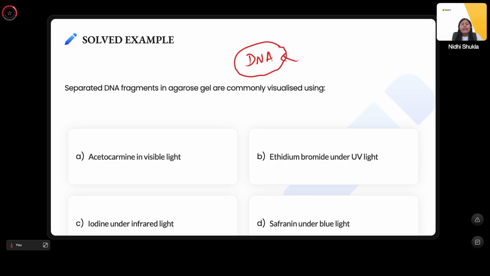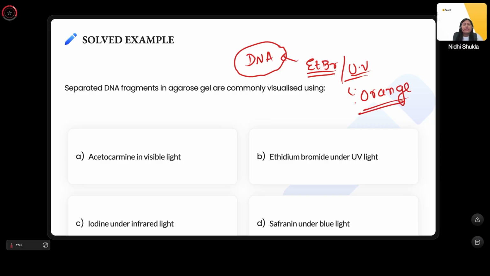DNA can be visualized after staining it with ethidium bromide, but this one step in itself is not enough. After staining it with ethidium bromide, you have to follow it with exposure to UV light. When you do these two things, your DNA will appear as bright orange colored bands.